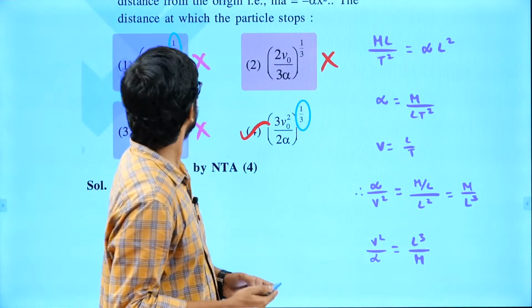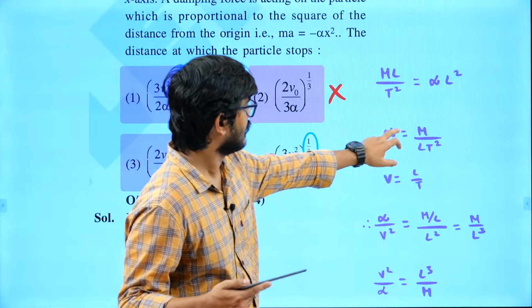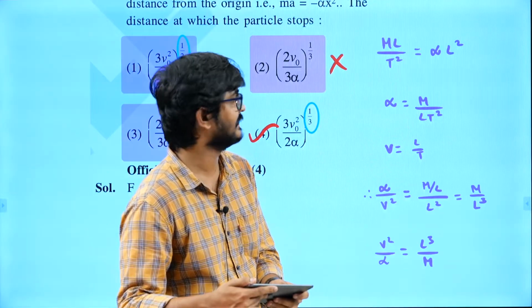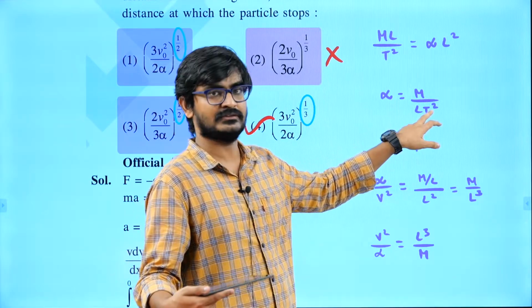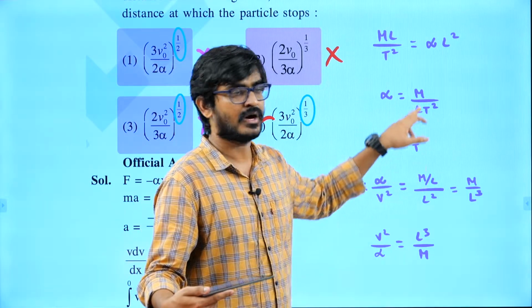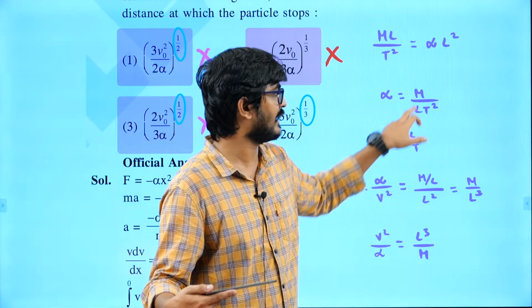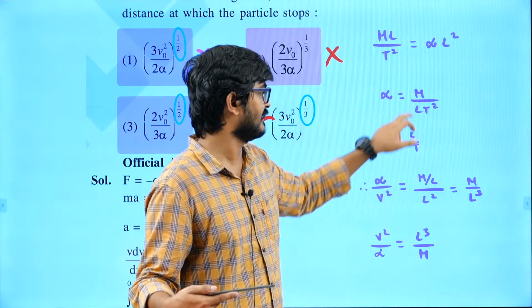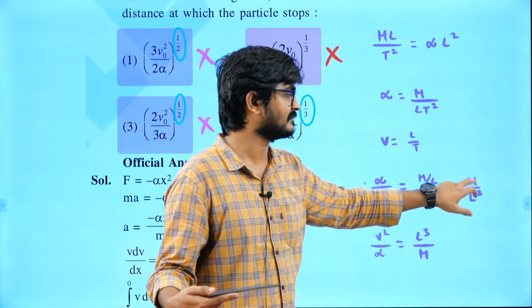Now if you see, I need distance. So how to get the distance dimensions from here? You can go by the traditional way, but the easy way you can see is here 1 by t square is there, here 1 by t is there. So how can I eliminate these two? I can square and I can divide. So that's what I will be doing. I will be squaring v and I will be dividing these two. Then I will be getting a dimension something like this.